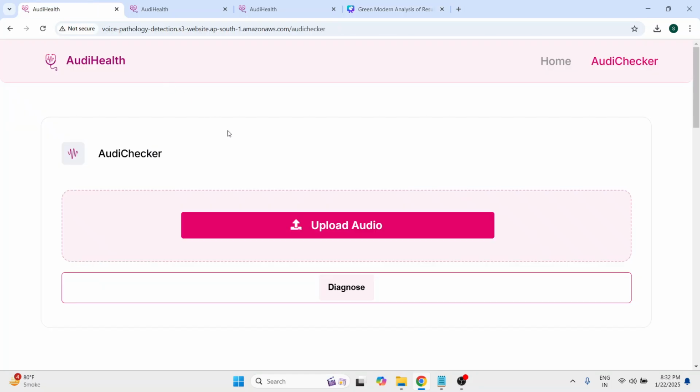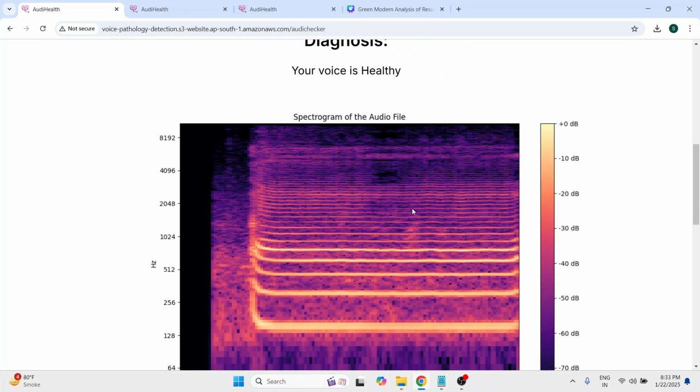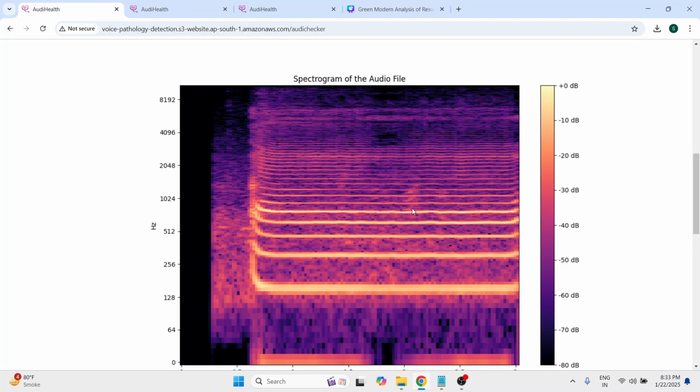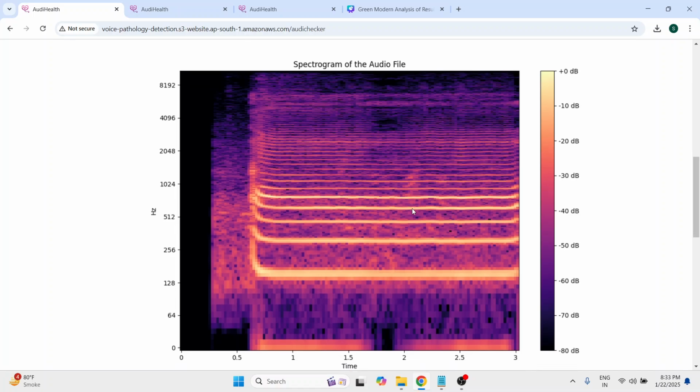Now coming on to the demonstration. This is the voice sample of one of our team members. Now, as you can see, this has correctly predicted that the voice is healthy. Along with this, we have also plotted a MEL spectrogram where we have frequency on y-axis and time on x-axis, and different colors of bands represent different levels of voice intensity in decibels. This is something which can be easily interpreted by any doctor.